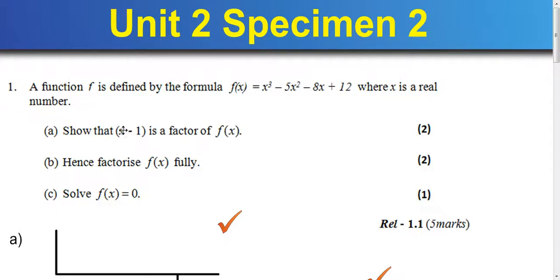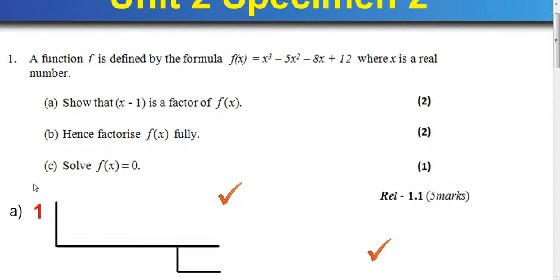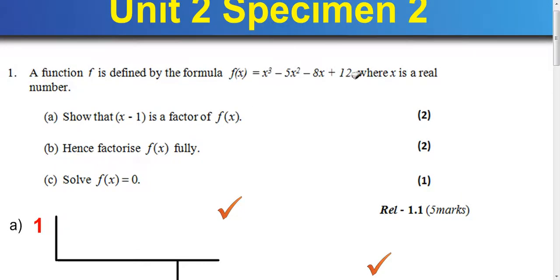Now, this is a synthetic division question. You're trying to show that this is a factor of this function here. So if this is a factor, it means that x equals 1 is a root. The reason for that is because it makes the bracket equal to 0. So outside our synthetic division table, we're going to use 1 because it's a root of this here.